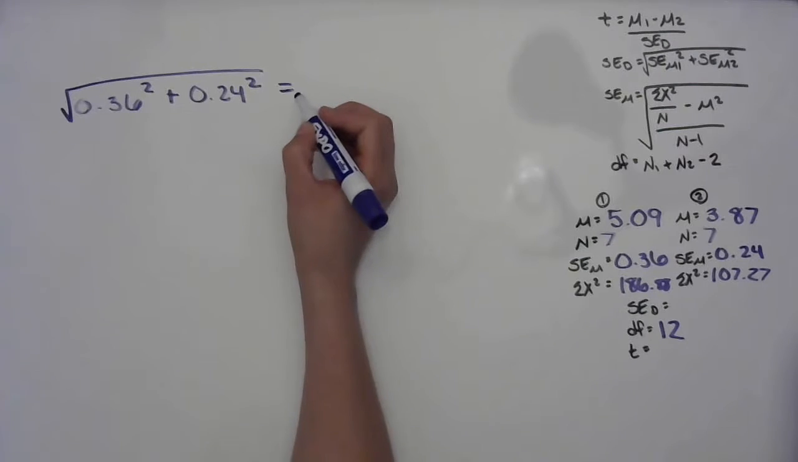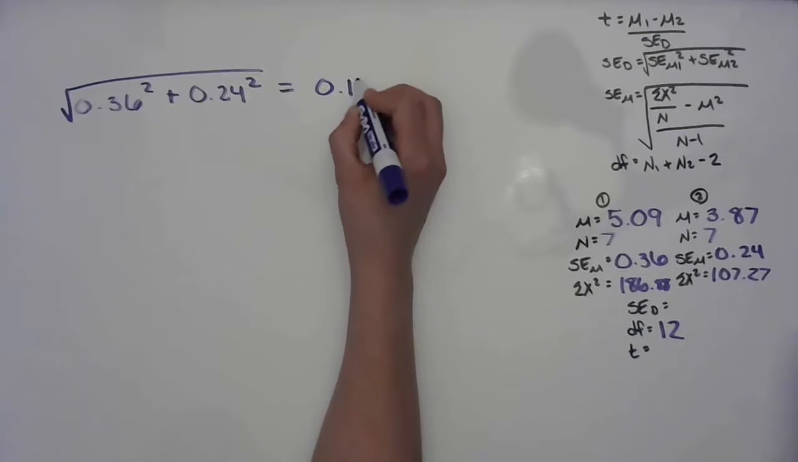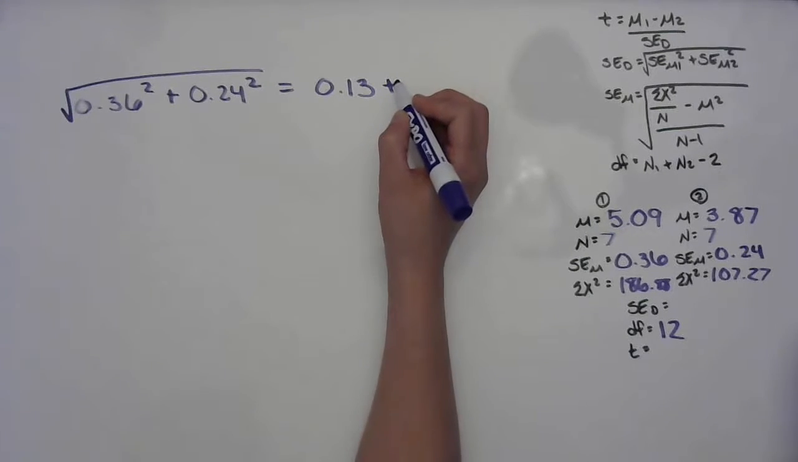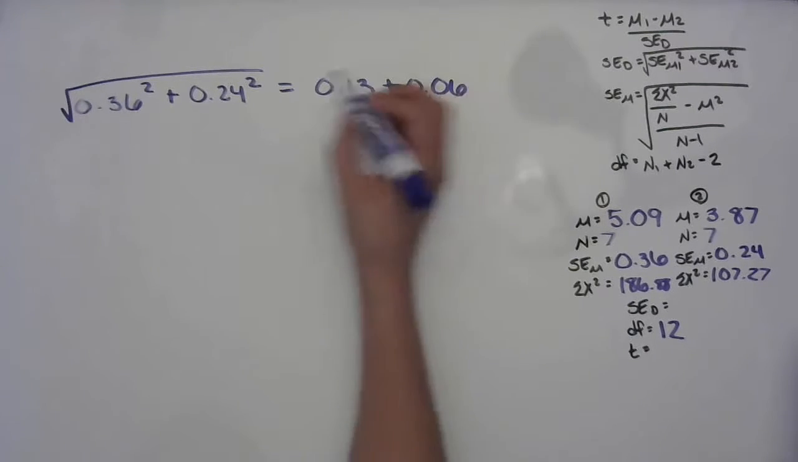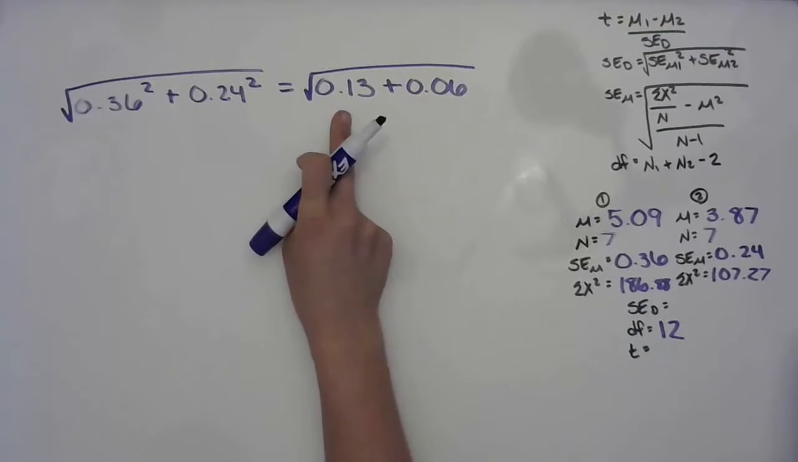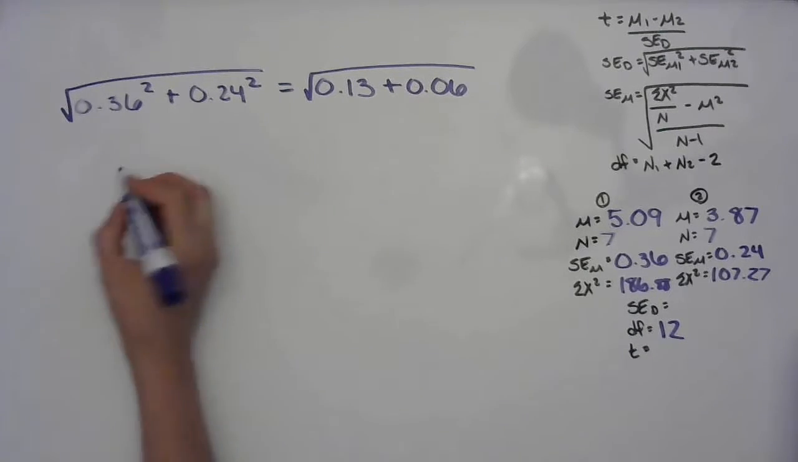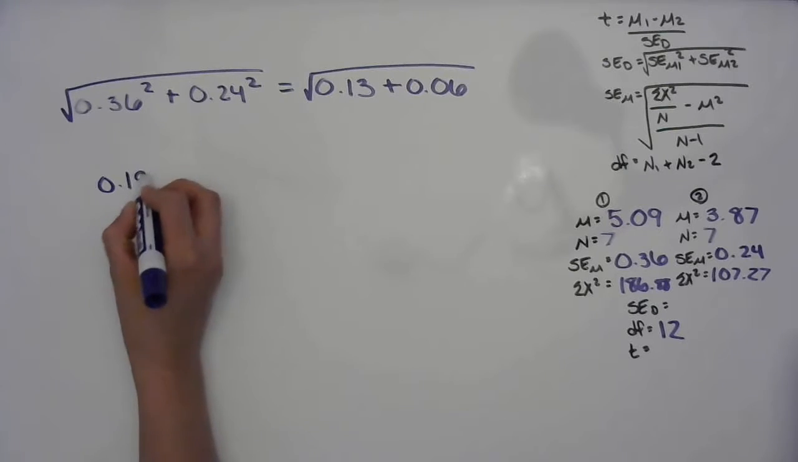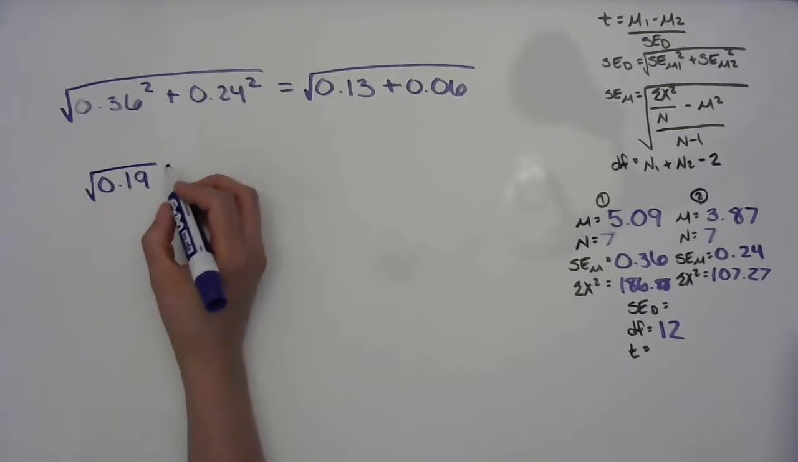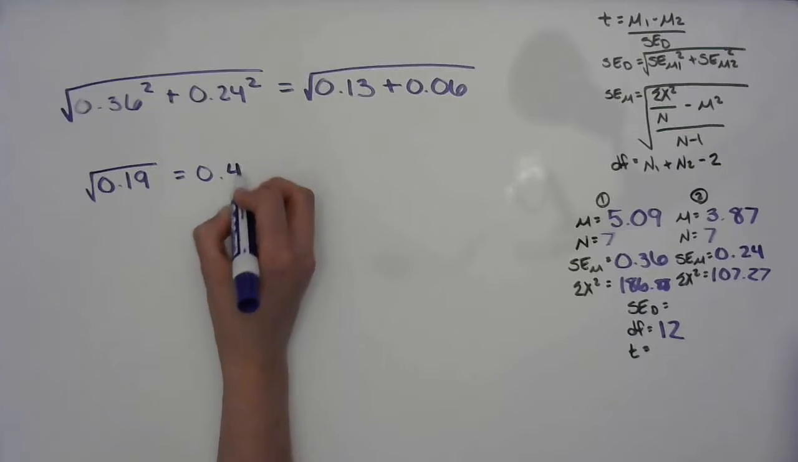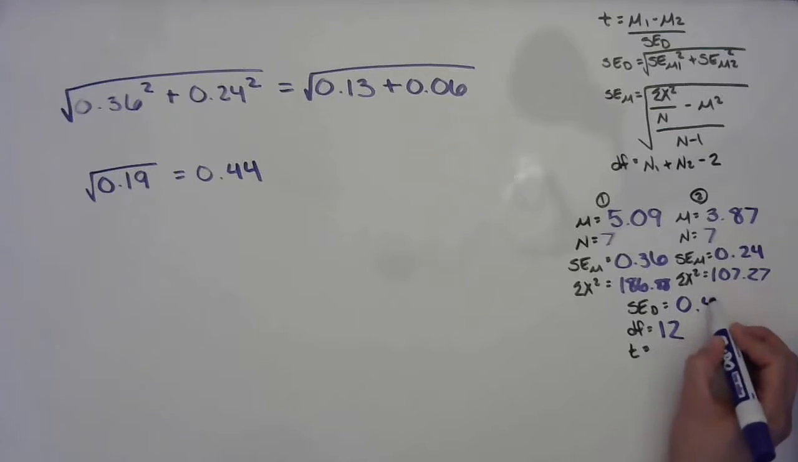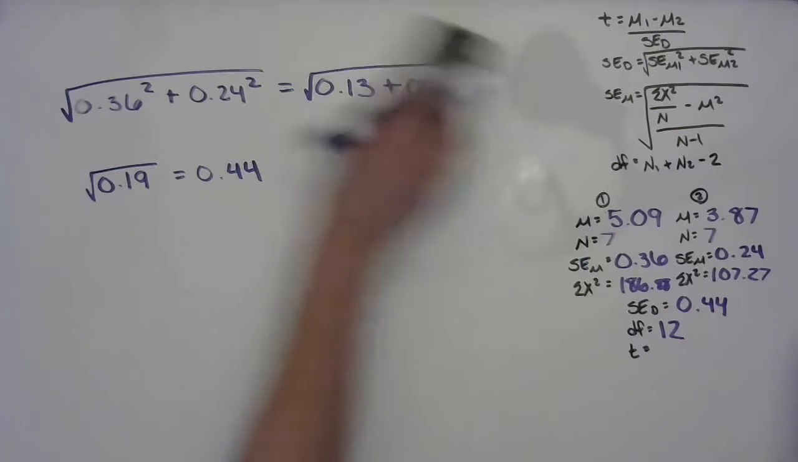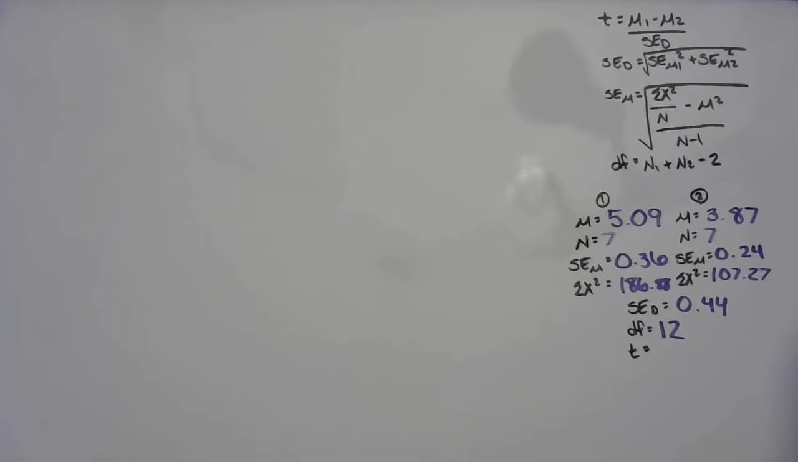Okay, so when we square 0.36, that is going to give us 0.13. We're going to add that to 0.24 squared, which is 0.06. Okay, so we're going to add 0.13 to 0.06. That is going to give us 0.19. Then we're going to solve for our square root. That is going to give us 0.44 for our standard error of the difference. So 0.44. Okay, and now that we have that, we can go ahead and solve for our t-value.